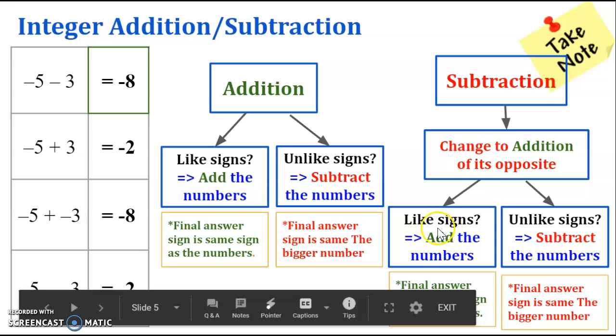And then you evaluate, do they have like signs? Are the signs same or different? And you basically go through the same process as here. And the signs are exactly going to be the same.